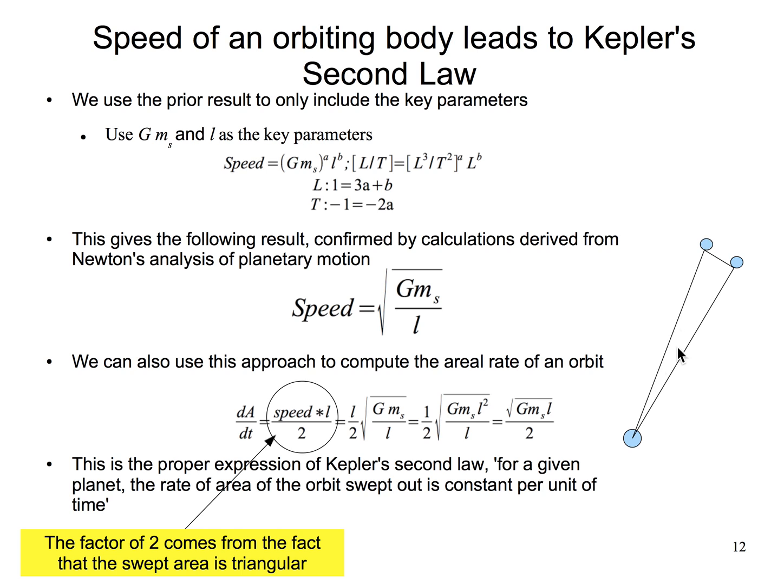The area is always divided by 2. And we have the speed right here. So we have L over 2 times the speed, which we already calculated. We do some arithmetic and we get this result. And we notice something, that the area swept out in a unit time is a constant, because G, M, L, and 2 are all constants.